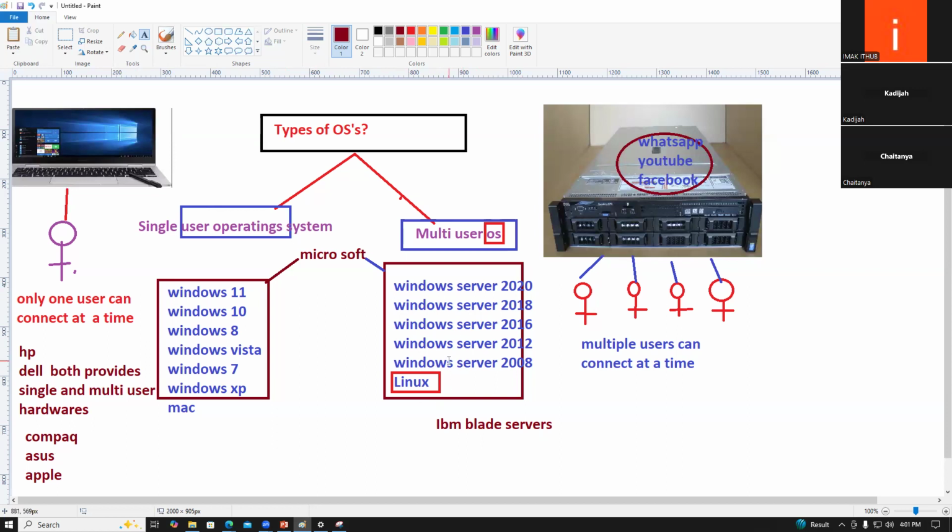So Linux is which kind of operating system? Linux is a multi-user operating system. Very good.